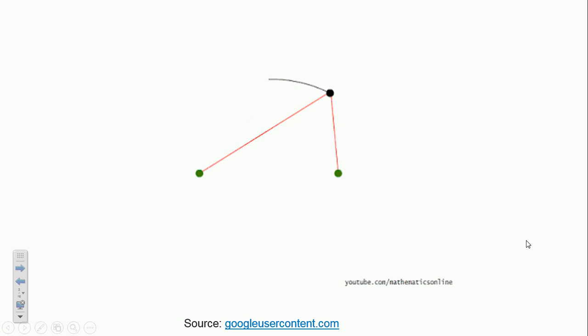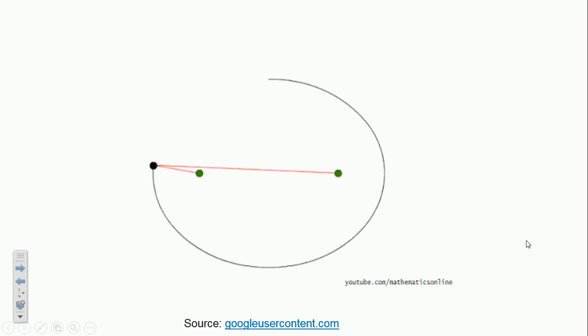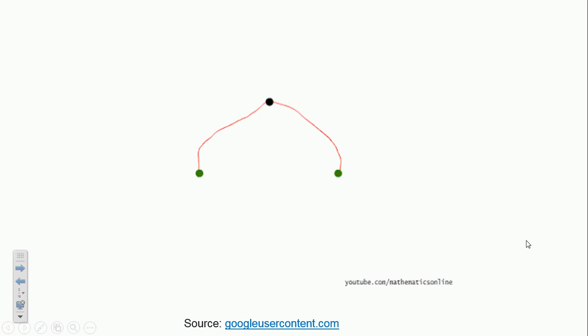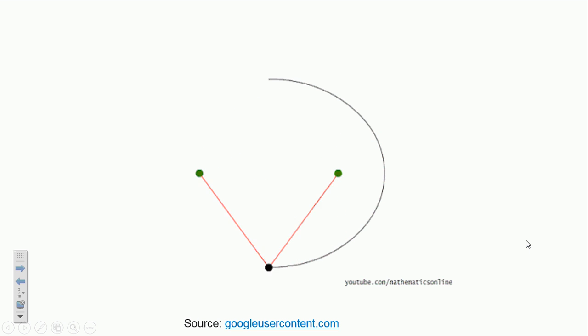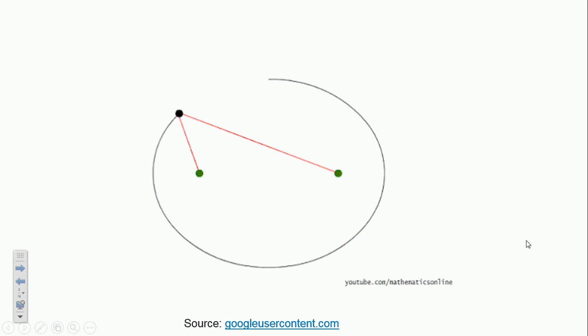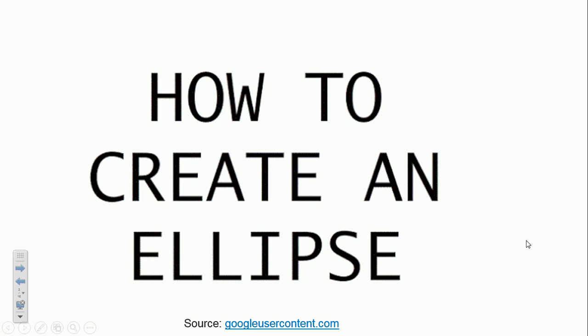We have 2 points. Those points are called our foci, and the British pronunciation of that is foci. So you'll hear it either way. Okay, we have 2 foci, and we have 2 strings basically here. Those 2 strings together are always a consistent distance apart. Okay, and it's creating an ellipse.